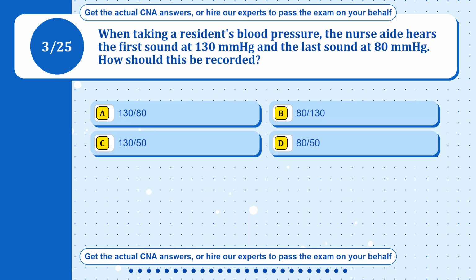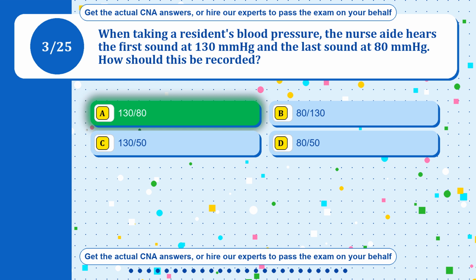Question 3. When taking a resident's blood pressure, the nurse aide hears the first sound at 130 mmHg and the last sound at 80 mmHg. How should this be recorded? Option A. 130/80. Option B. 80/130. Option C. 130/50. Option D. 80/50. The correct answer is option A.